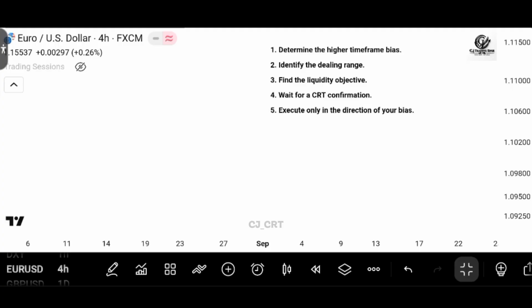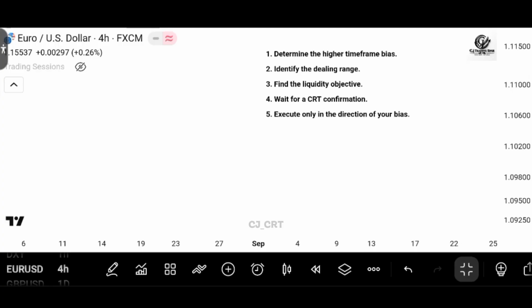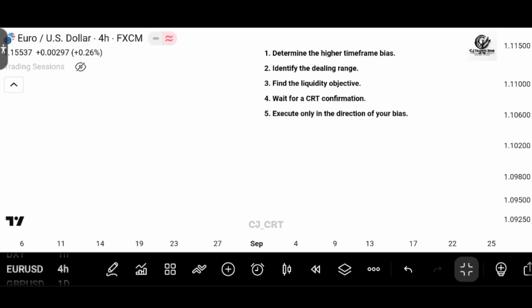Trust me. Now, the key takeaway in this: a CRT setup should never be traded in isolation. Before every trade, ask yourself, what is the market bias? Where is price trying to deliver? If this setup is not aligned with such objective, it's bad. The best thing is do not trade at all. Avoid trading.